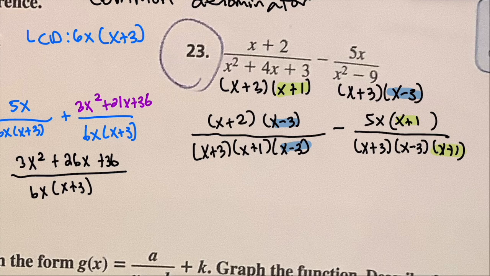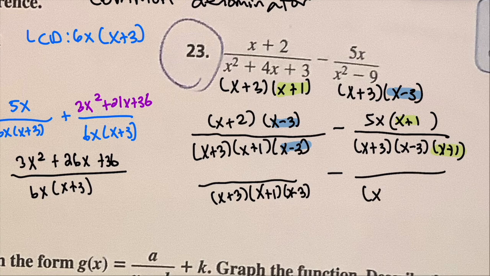So we have to, just like the last one, FOIL everything out. We know the bottoms are going to be those 3 factors, so we can just write that again. We don't have to think about what those denominators are going to be, but we do have to FOIL out the tops. So x plus 3 times x minus 3, let's FOIL. We get x squared minus x minus 6.